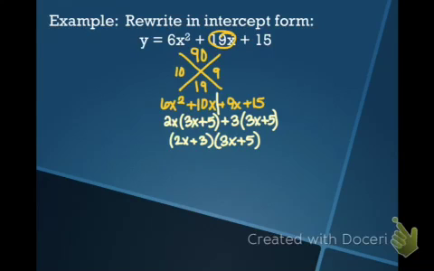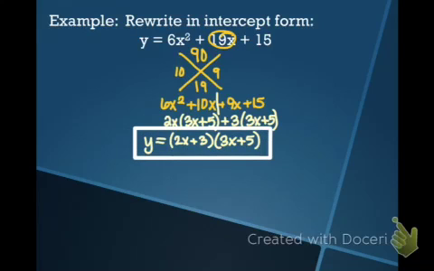Now don't forget on this one, we started out with a y equals because it was a function, and that is going to be our solution. Y equals 2x plus 3 times 3x plus 5. And we could then use this information to figure out our x-intercepts, which we will do in a future lesson.